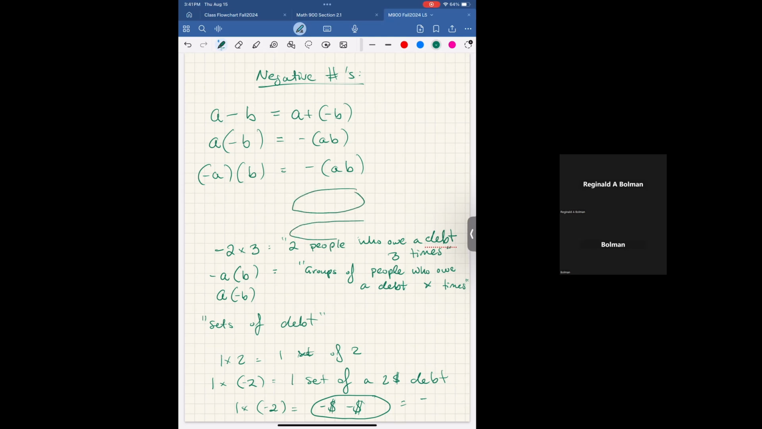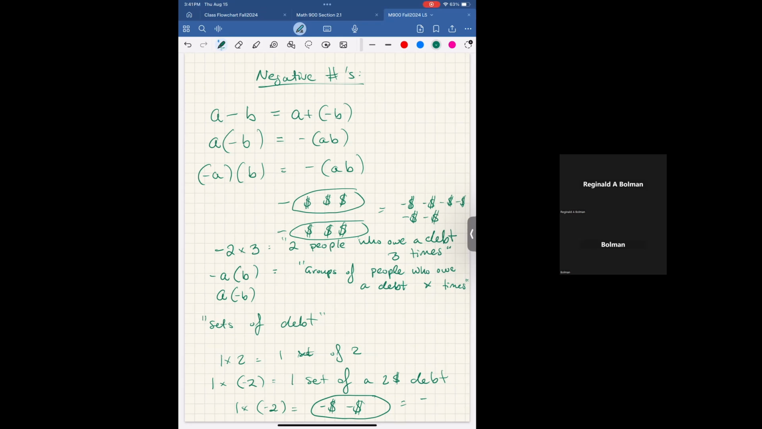So if you drew that out using a bubble, we'll put a negative sign out in front of the bubble to represent that it's these 2 people that owe us a debt. And each individual has a debt 3 times over. So here are 3 little dollar signs. Well, in total, that should be $6 worth of negative dollar bills, right?